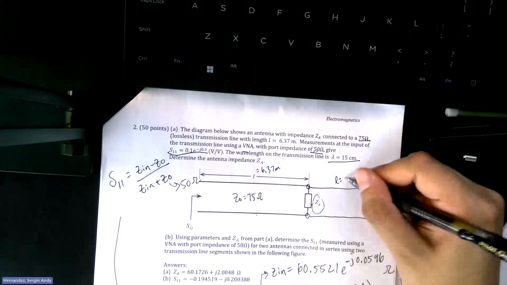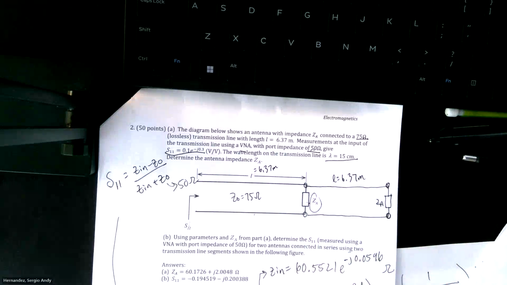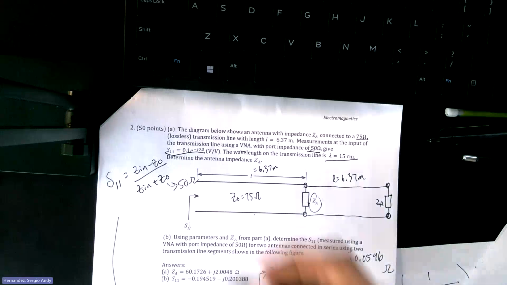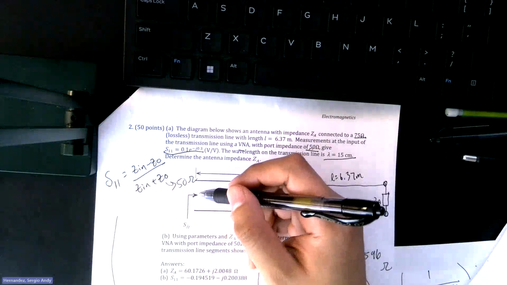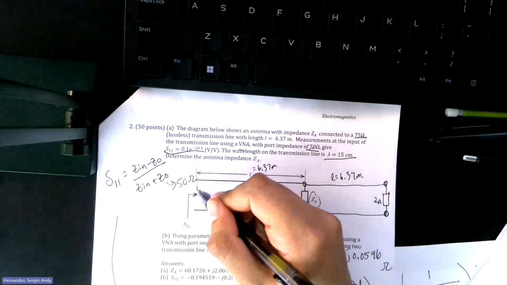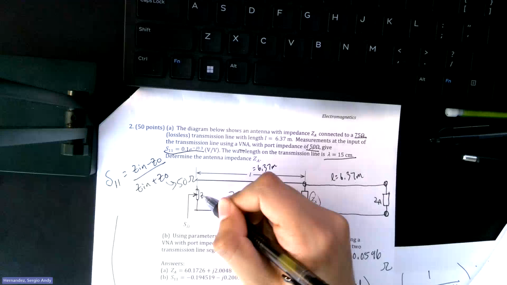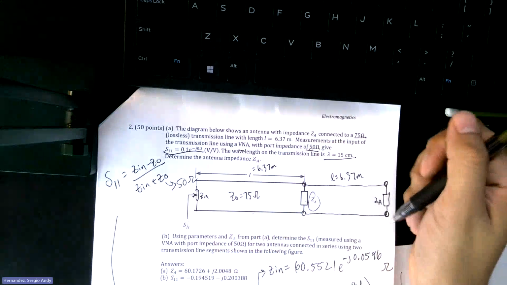And then the length is also 6.37 meters. And then this is more of your classic double load problem. So whenever you're measuring S11, you're taking it from the input, right? So the goal here is to shrink this transmission line down all the way to here. This is your ZN, right? Of this entire transmission line.